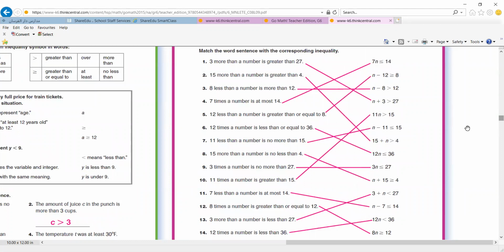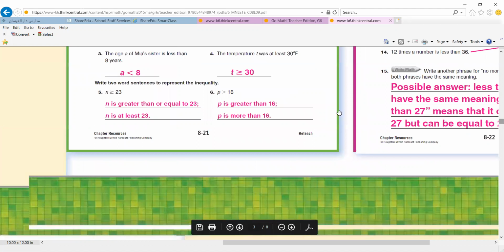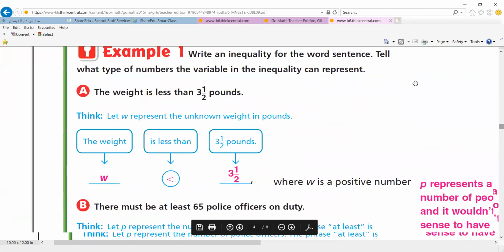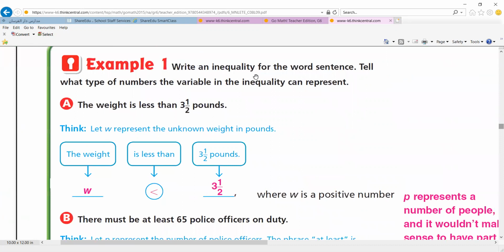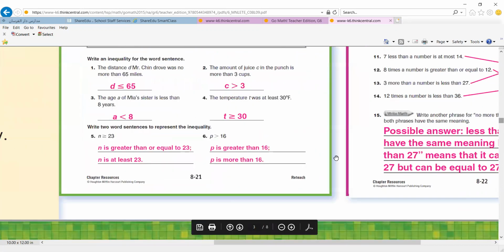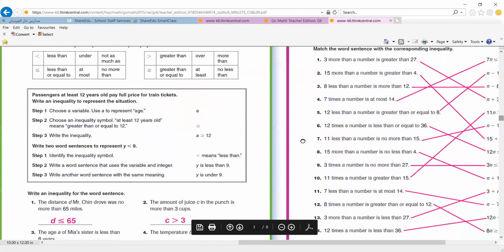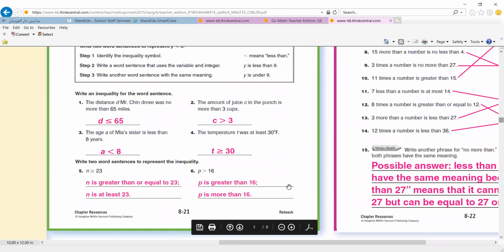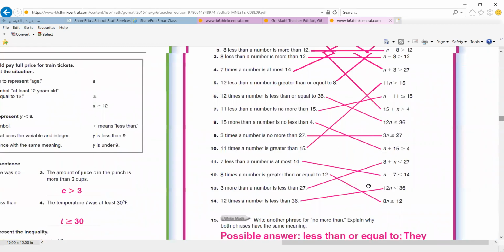Did you take a picture? Yeah, Miss. Okay. Write an inequality for the sentence. Tell what type of numbers the variable in the inequality can be. Miss, I didn't take a picture of it. All right. Which page, Ghalia? The one before, the one you said to take a picture of. See on the screen? Yeah. Take it. But practice them. Just don't keep it as a picture in the mobile or in your iPad. Practice them.